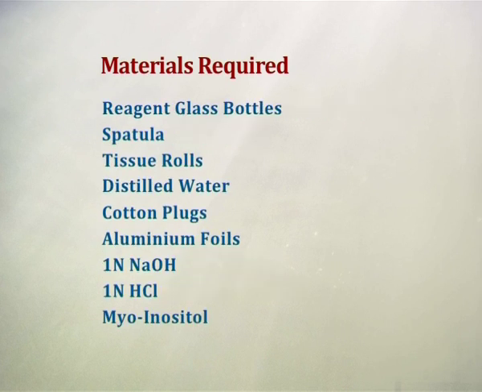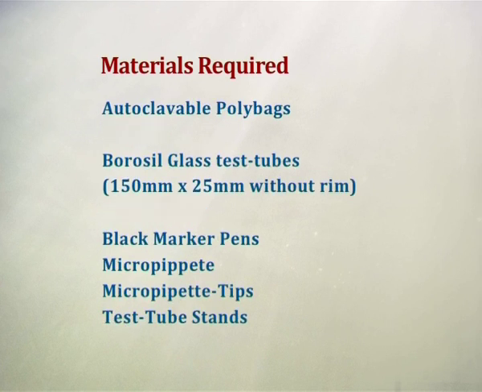reagent glass bottles, spatula, tissue rolls, distilled water, cotton plugs, aluminum foils, 1 normal sodium hydroxide solution, 1 normal hydrochloric acid solution, myoinositol, autoclavable polybags, Borosil glass test tubes of the size 150 into 25 mm, preferably without rim, black marker pens, micropipettes, micropipette tips, test tube stands, etc.